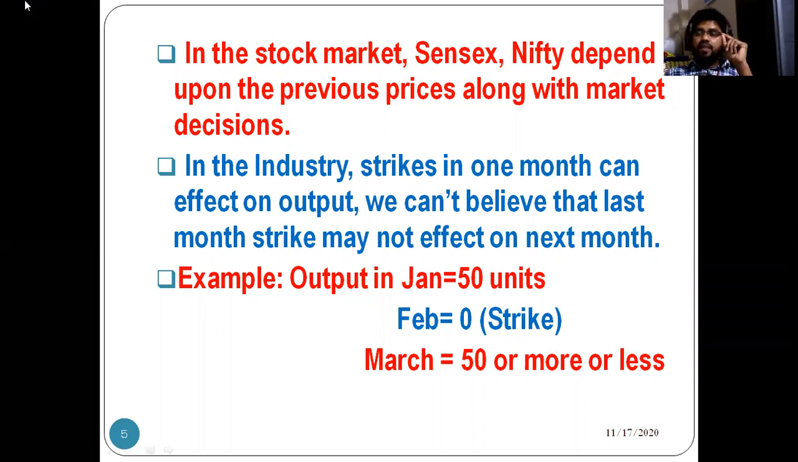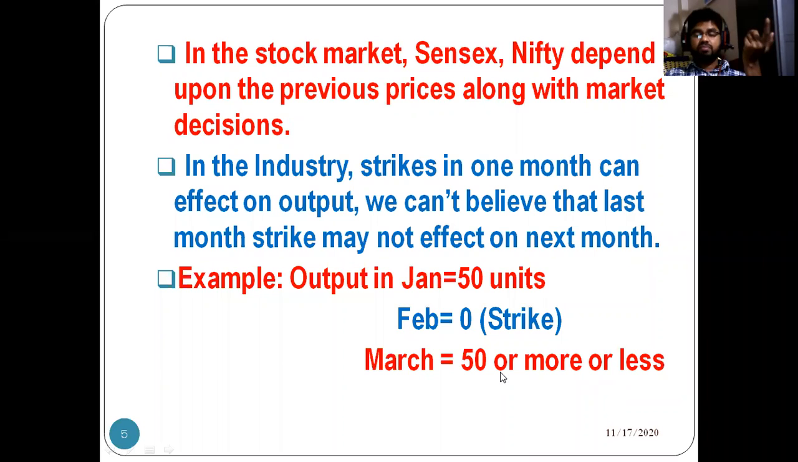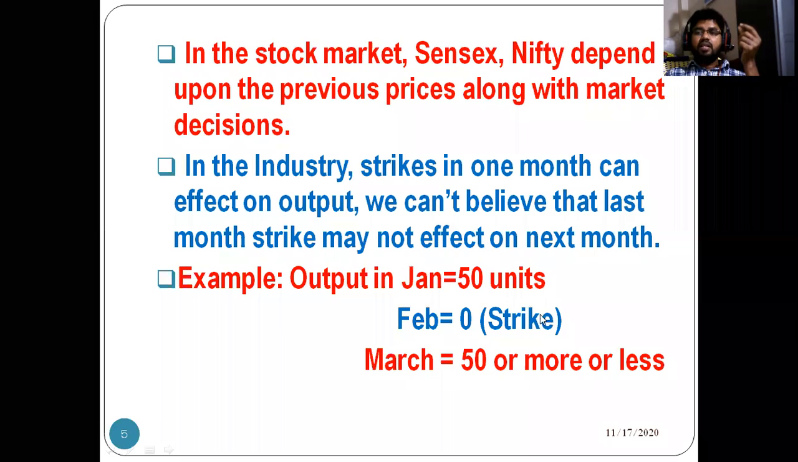So that is why we cannot believe that last month's strike may not affect the next month's output. That's why I put the March output as 50, more or less, maybe more than 50 or less than 50. Sometimes this strike may affect the next output also.